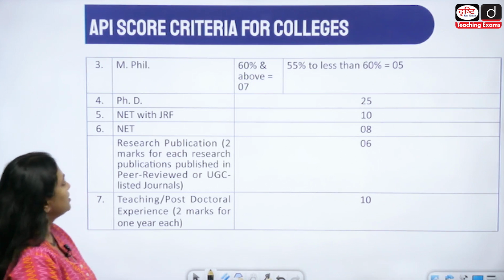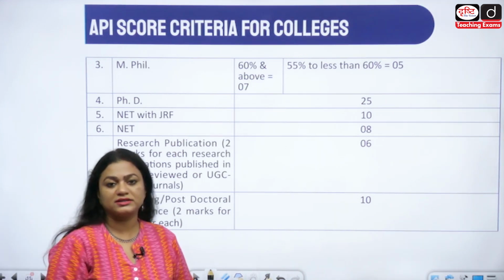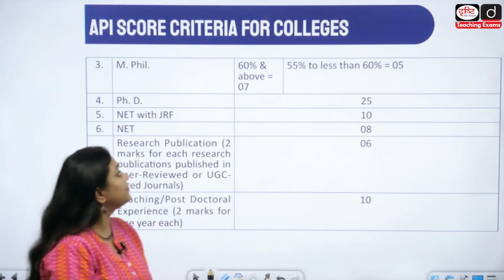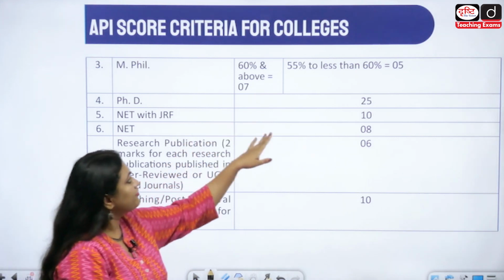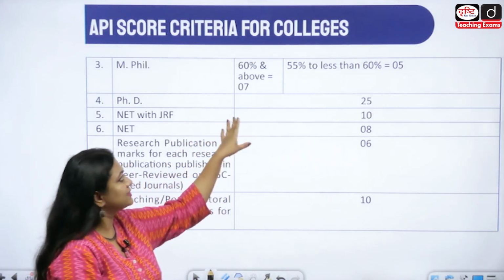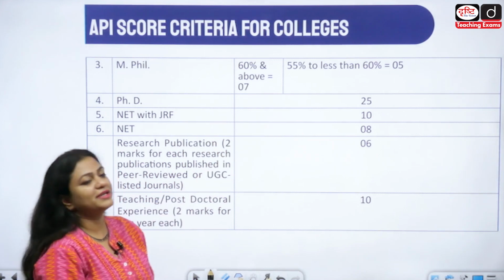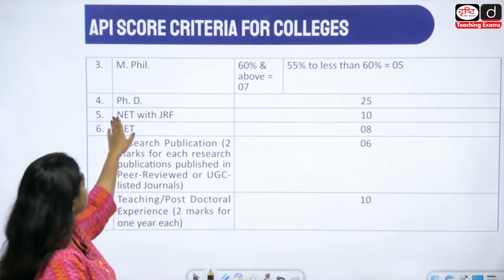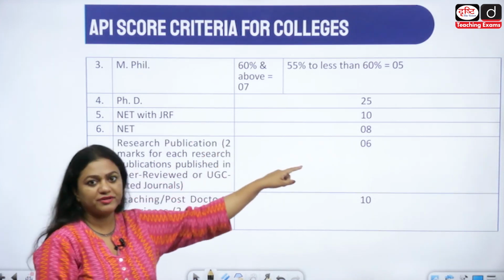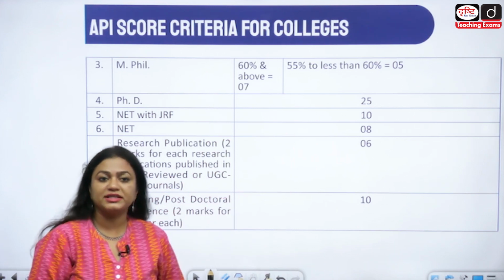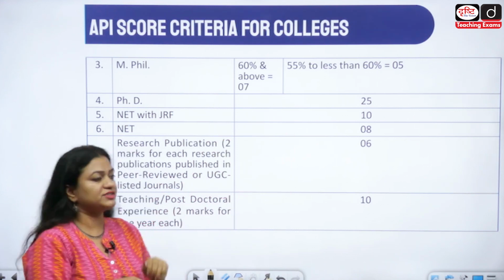Now here M.Phil, if your M.Phil mark is above 60%, you will be getting 7 marks. If your score is between 60 to 55%, then you will be getting 5 marks. Those with PhD will be getting 25 marks. In the university category, it was 30 marks. So you can see the difference here.